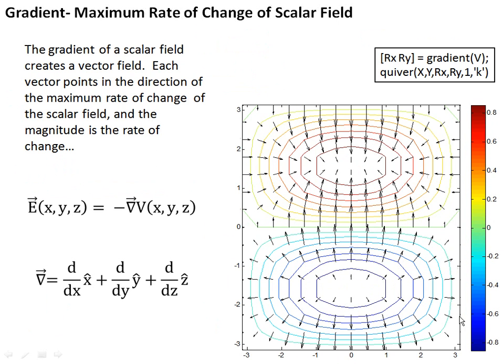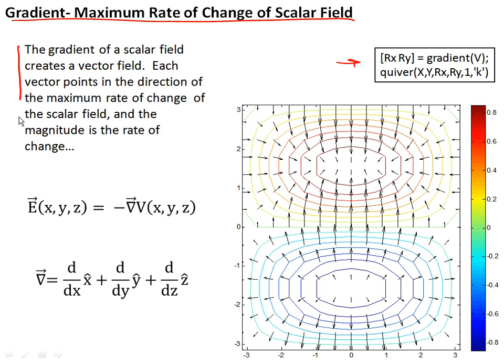Okay, we're almost done now. So we know the gradient gives us the maximum rate of change of a scalar field, and now I can go ahead and plot essentially the gradient on top of the other function, which I've done right here. I've essentially used the gradient command in MATLAB and the quiver command to plot both a scalar field and a vector field on top of one another.